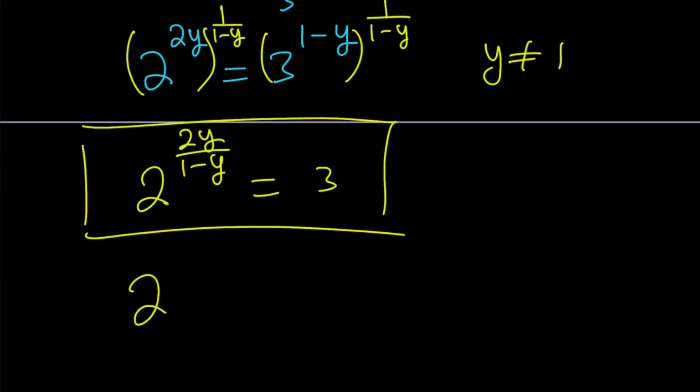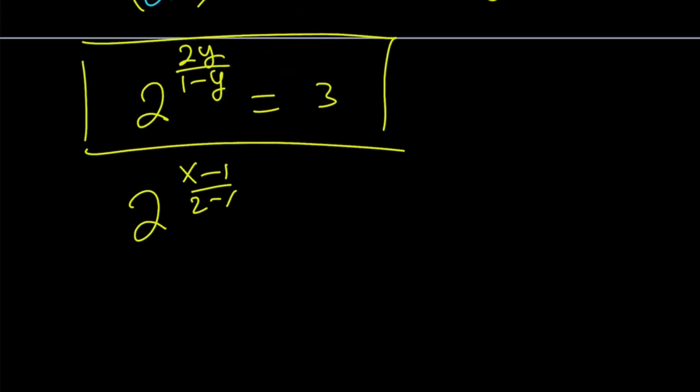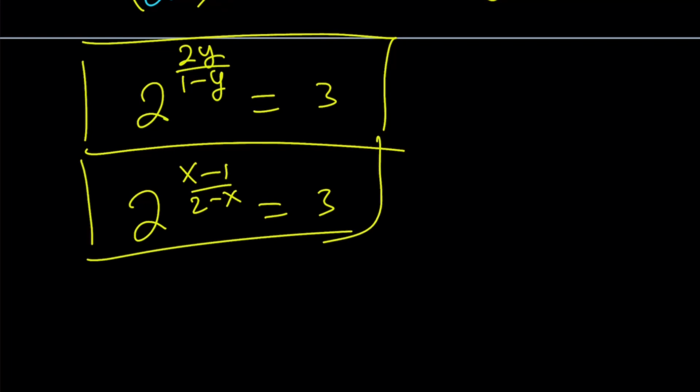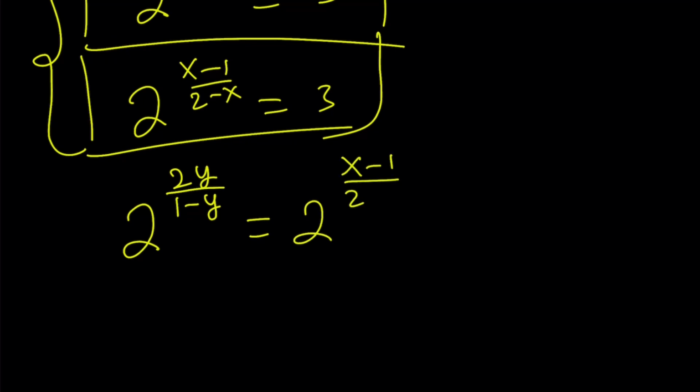What was the first equation? 2 to the power x minus 1 over 2 minus x equals 3, and this equals 3. What does that tell you? If two things are equal to the same thing, then they are equal. Make sense? So from here, we can safely say that 2 to the power 2y over 1 minus y equals 2 to the power x minus 1 over 2 minus x, because they're both equal to 3.